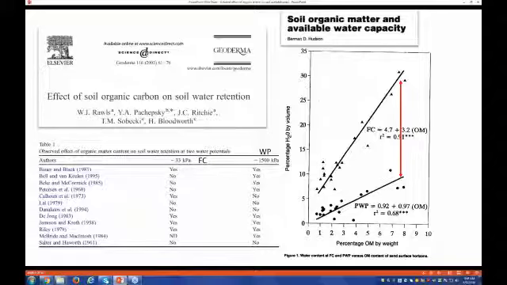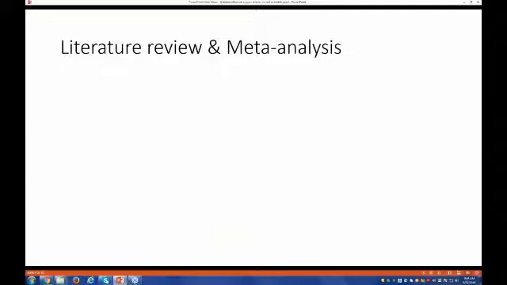And we look further into the literature, whether this is really what's been found most of the time, or what's really the general consensus. So we conducted a literature review and meta-analysis. That means that we go into the literature and look into what the studies say about the effect of adding organic matter on field capacity and wilting point.